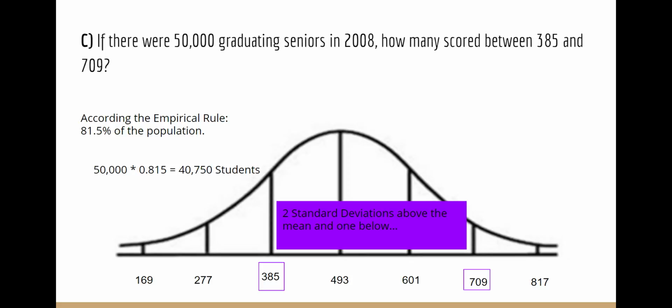Then we have to find what is 81.5% of 50,000. So you translate 81.5% to a decimal, and then you multiply that by 50,000. And you get 40,750 students. And these are just the percentages of each section of the bell-shaped curve. Again, that's how I got my 81.5.